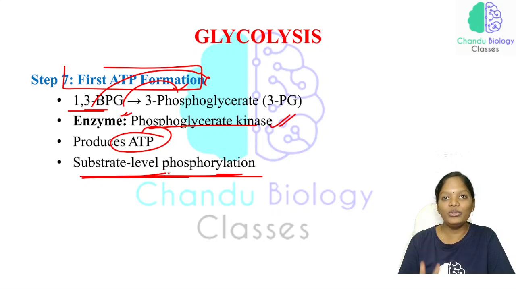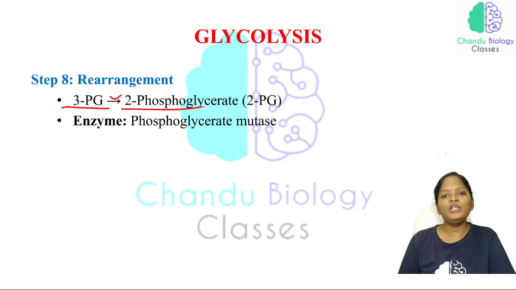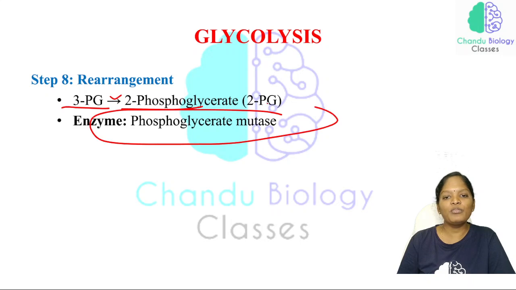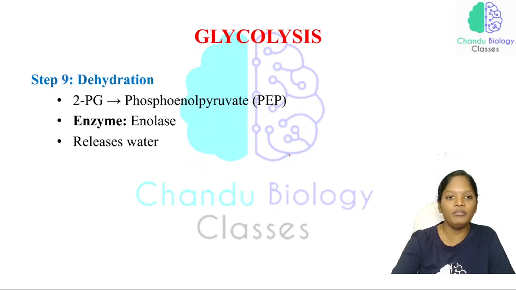So we have two types of phosphorylation. One is substrate level and the other is oxidative, and this is substrate level phosphorylation. And rearrangement: here, 3-phosphoglycerate will be converted into 2-phosphoglycerate with the help of phosphoglycerate mutase, which means what? The third carbon contains a phosphate group. Here the phosphate group has been shifted to the second carbon, that's phosphoglycerate mutase.